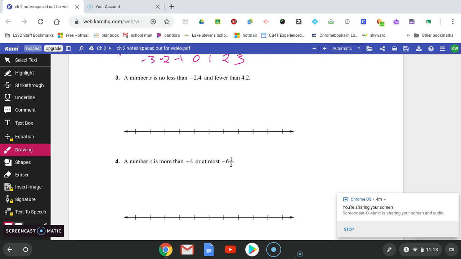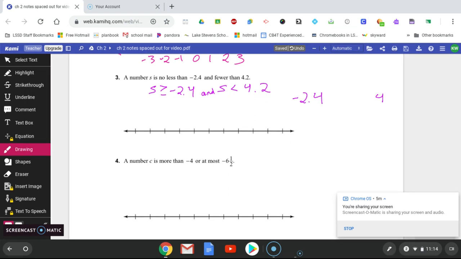Number 3: a number s is no less than -2.4 and it's fewer than 4.2. So s is no less than -2.4, which means it's actually going to be greater than or equal to -2.4. And then we're still talking about s. It says s is fewer than 4.2, so that would be s is less than 4.2. Because it is an "and" inequality, we do need to smush it together. So we're going to put negative 2.4, our smallest number, on the left.